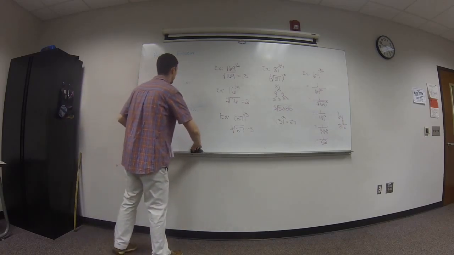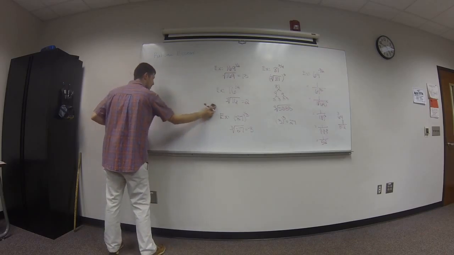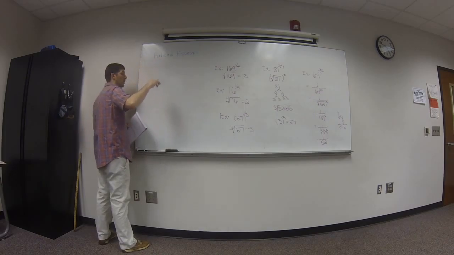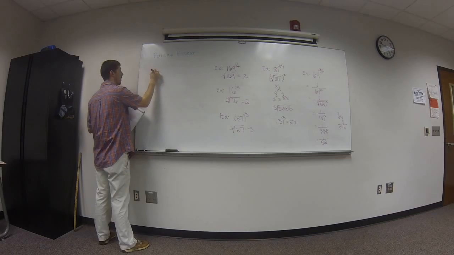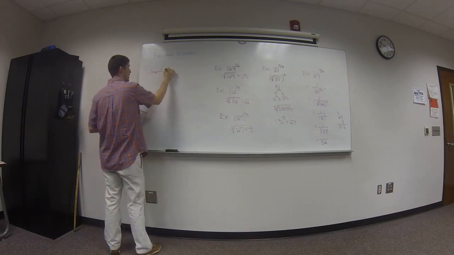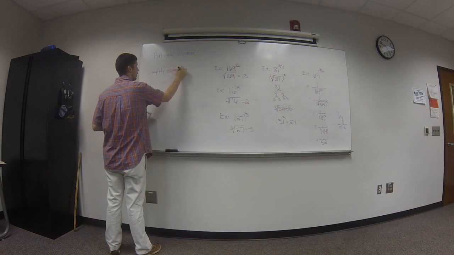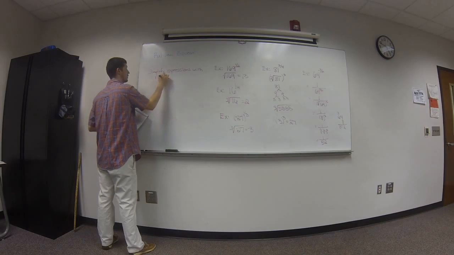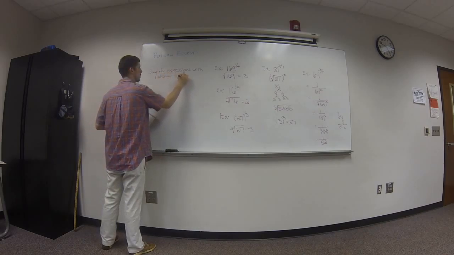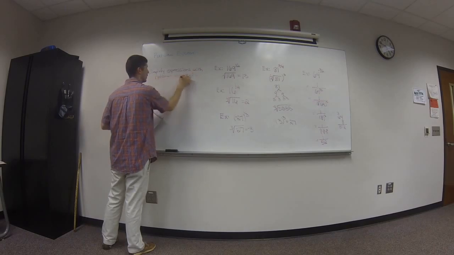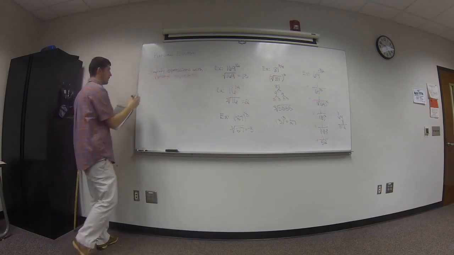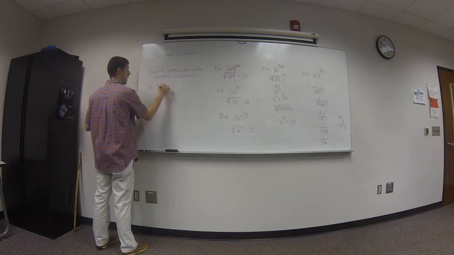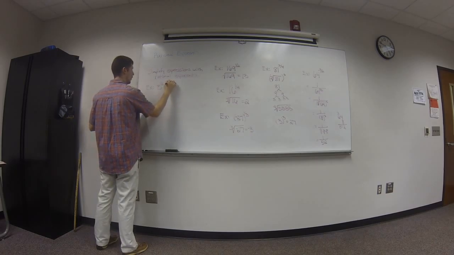All right, so now what we're going to look at is simplifying expressions with rational exponents using our exponent rules that we learned earlier. So now we want to simplify expressions that have rational exponents. All right, so let's look here. So first we have 3 raised to the 1/2 power times 3 raised to the 3/2 power.